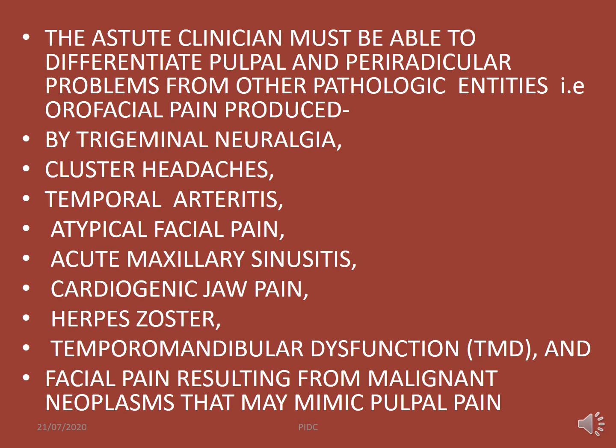An astute clinician must be able to differentiate pulpal and periradicular problems from other pathological entities, in which cases the pain may mimic the pain caused by pulp and periapical diseases. These conditions are trigeminal neuralgia, cluster headaches, temporal arteritis, atypical facial pain, acute maxillary sinusitis, cardiogenic jaw pain, herpes zoster, TMJ dysfunction, and any pain resulting from malignant neoplasms that may mimic pulpal pain.